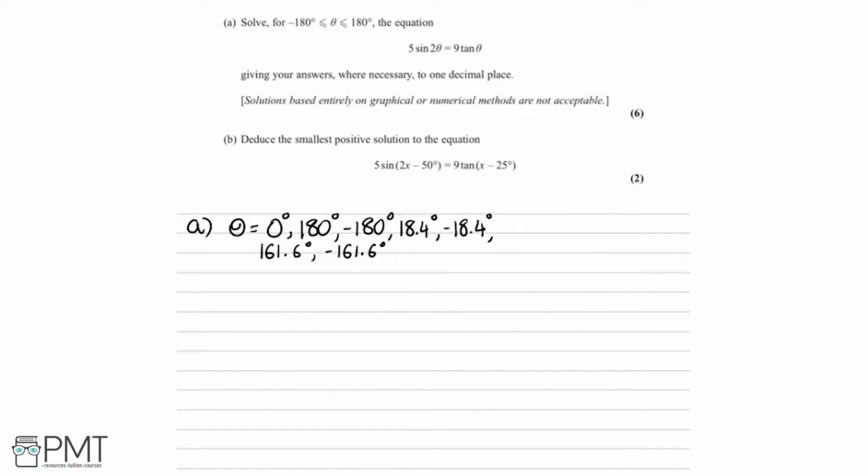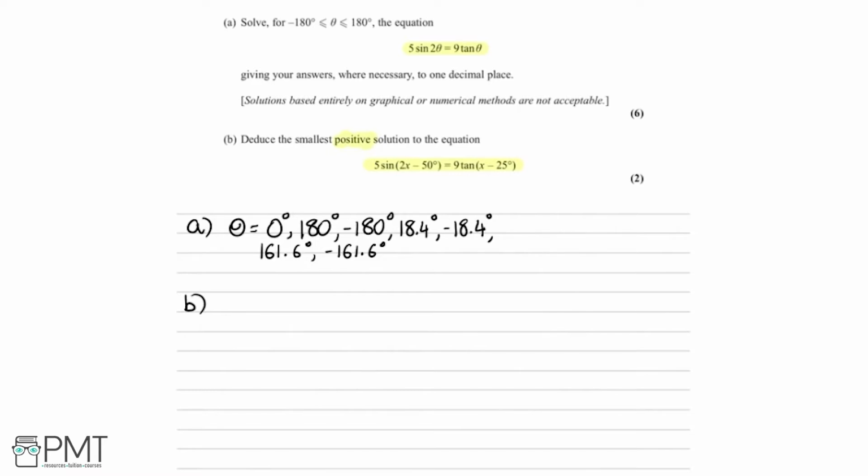So part B says to deduce the smallest positive solution to the equation 5 sin(2x - 50 degrees) = 9 tan(x - 25 degrees). And that's for 2 marks. So first thing I can see is that this equation in part B is actually very similar to the equation in part A. The difference being that theta has been replaced with x minus 25.